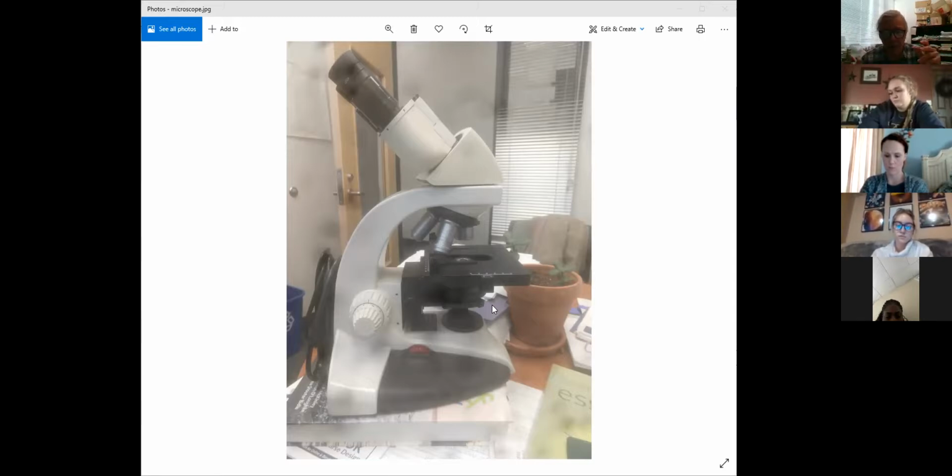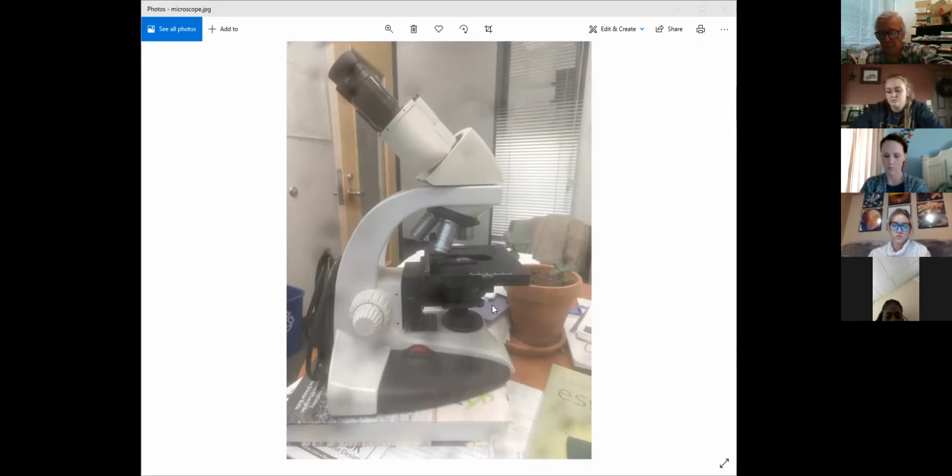And then when you have that, you turn the coarse focusing knob until you get your object in focus. Right? Then when you have your object in focus, generally, the things we have to look at are so small that we have to go to a higher power to see them clearly. So we have to go to high power.